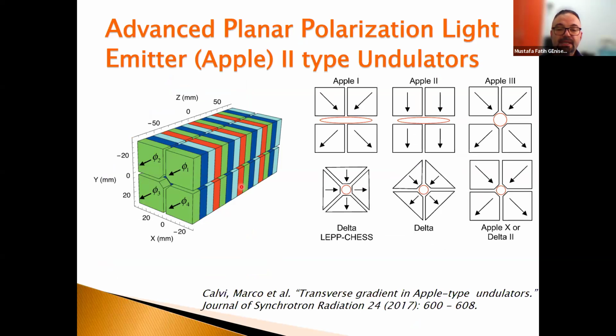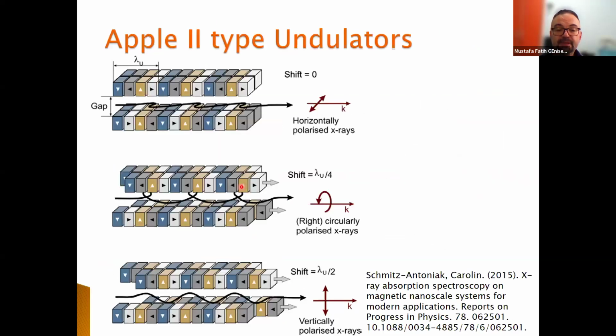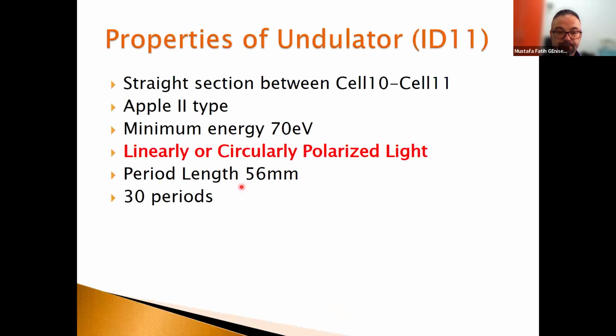It's Apple II type. The idea is that Apple can produce not only horizontally polarized light, not only linearly polarized light, but also circularly polarized light, which is important for XMCD, X-ray magnetic circular dichroism measurements. So here are some properties of our undulator.